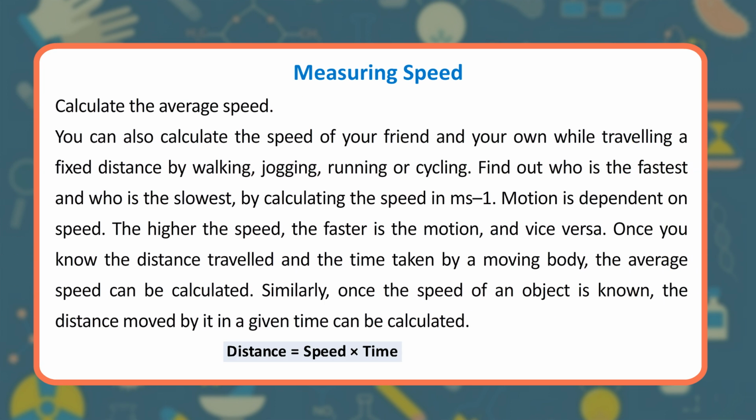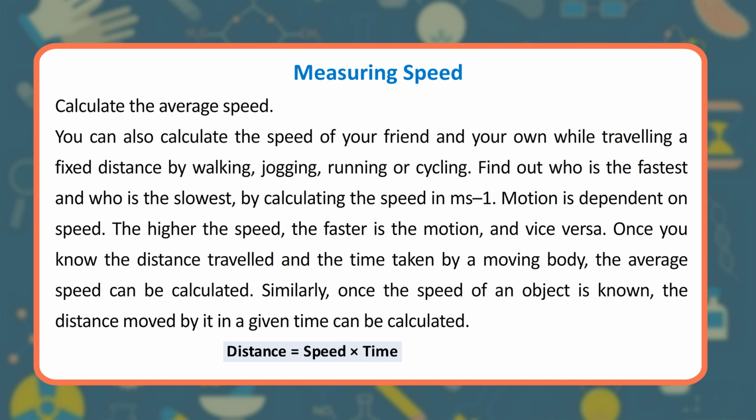Calculate the average speed. You can also calculate the speed of your friend and your own while traveling a fixed distance by walking, jogging, running or cycling. Find out who is the fastest and who is the slowest by calculating the speed in m/s. Motion is dependent on speed.